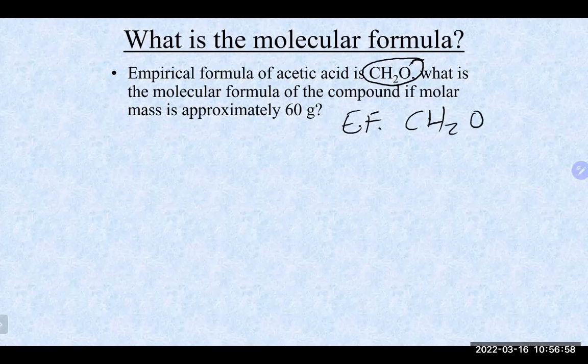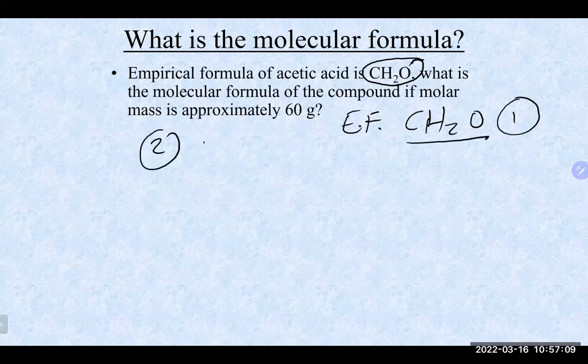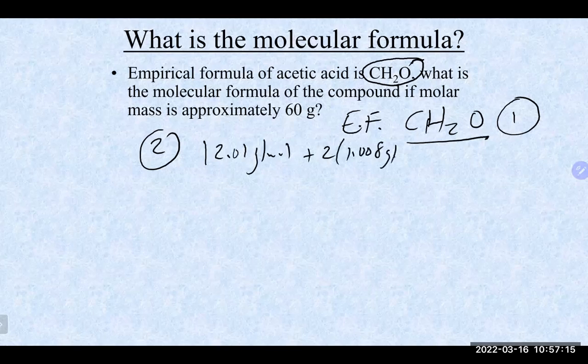So again, if they don't give it to you, you do need to calculate it like we did before. So that's one of the things that we need. The second thing that we need is the molar mass of the empirical formula. So that would be 12.01 plus 2 times 1.008 plus a 16.